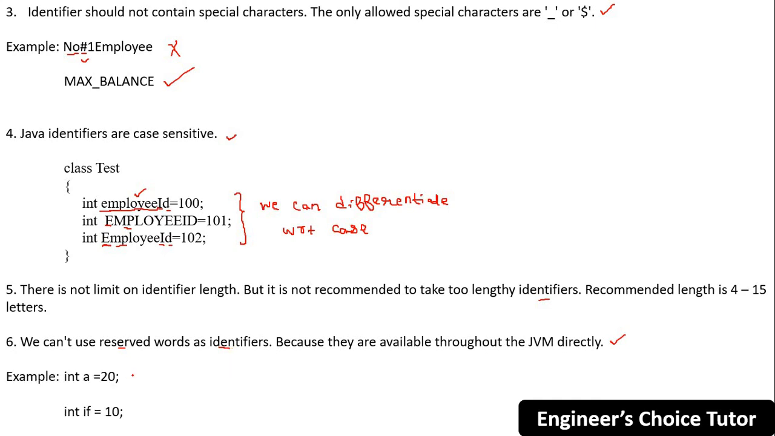For example, int a20. A is not a reserved word, right? But if you write int if 10, it is invalid because if is a reserved keyword. You might have heard of if else. We will see the reserved words and how many are present in Java. For now, just remember if is a reserved keyword. That is the reason it is not allowed. If you use if as an identifier, it is perfectly invalid.